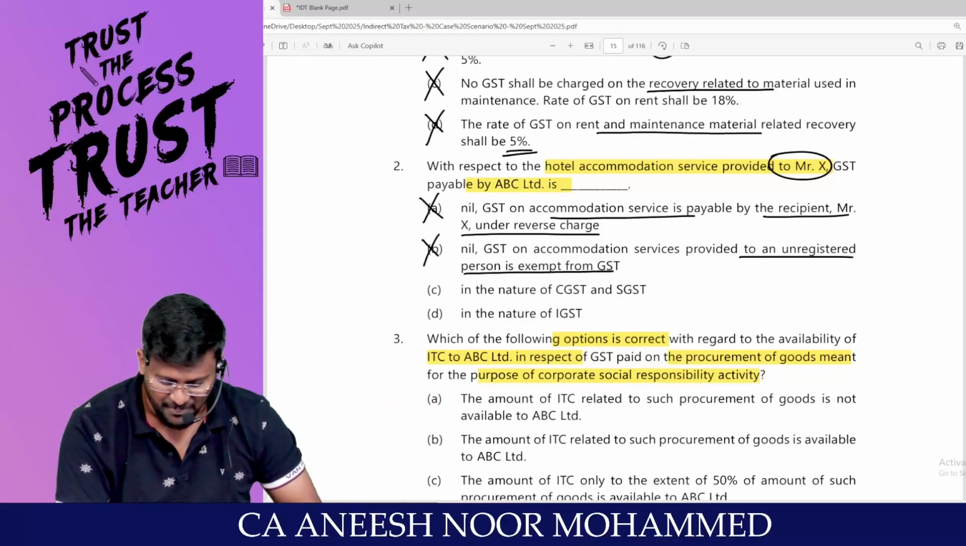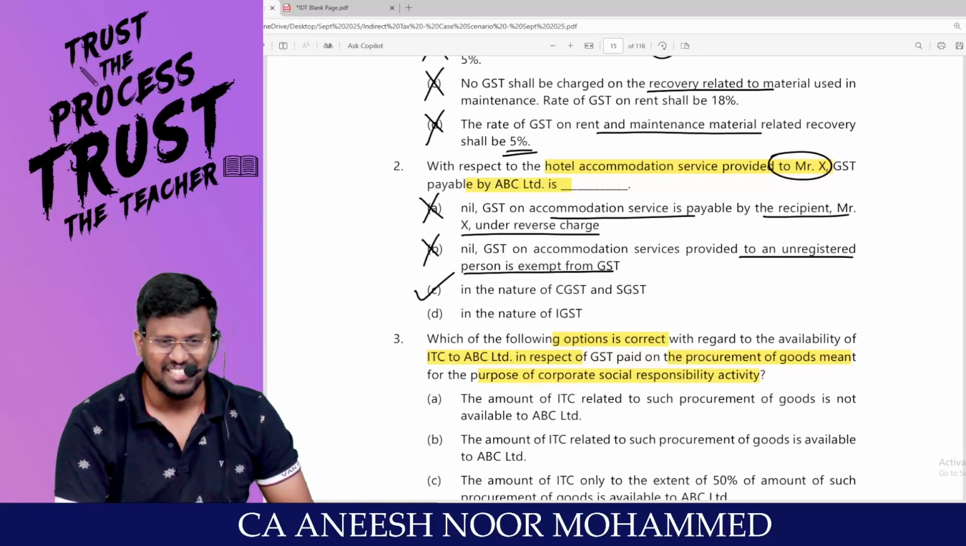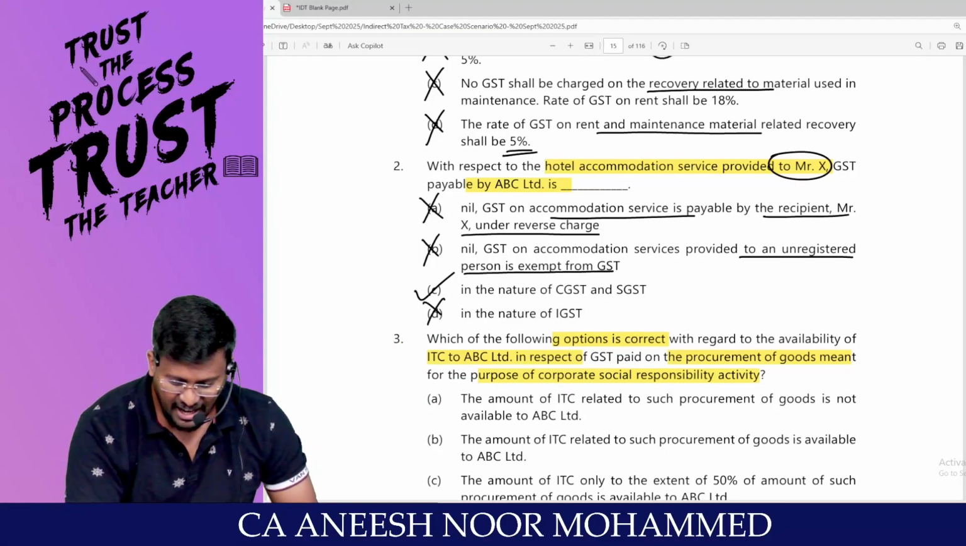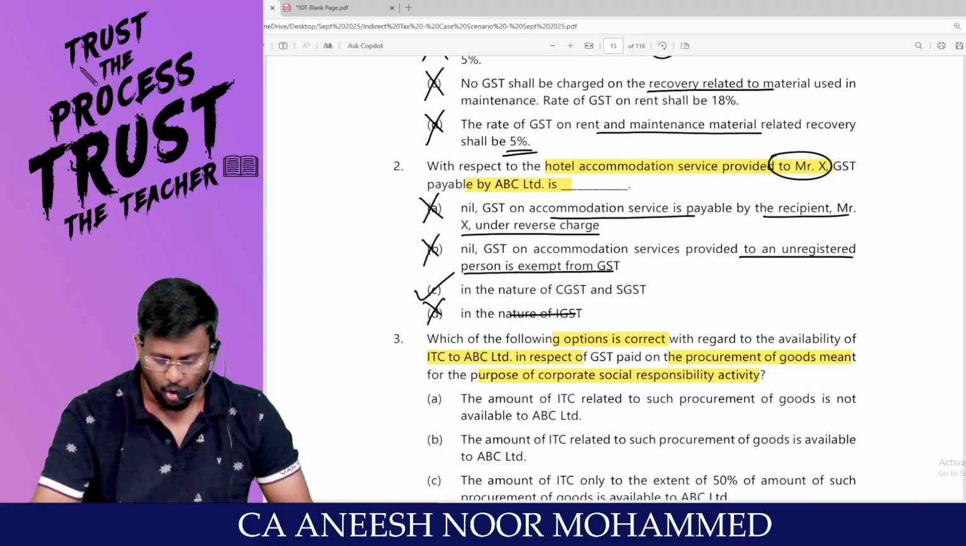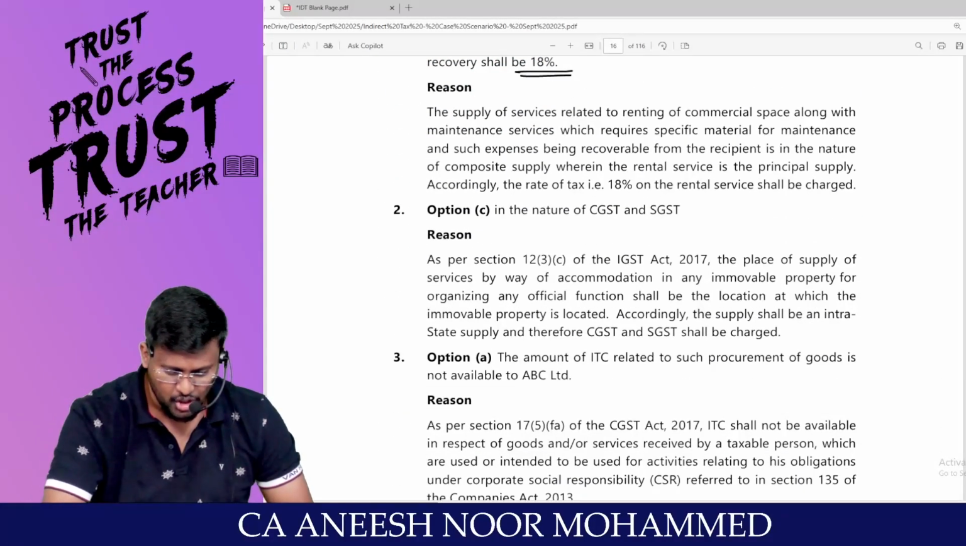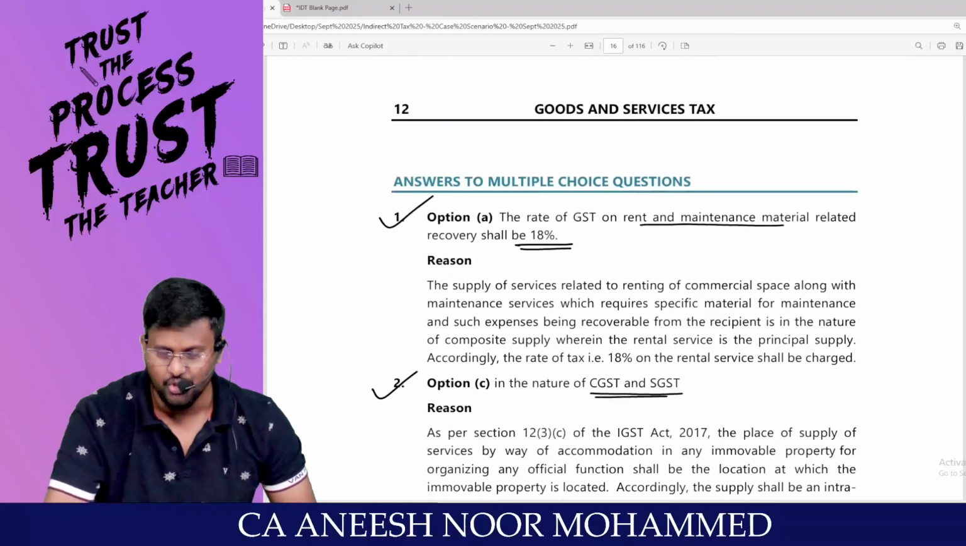Are you all really with me? It is in the nature of CGST and SGST. Good. Option C. And it is in the nature of IGST is the wrong option. So for the second one, C should be the right answer. It is in the nature of CGST and SGST.